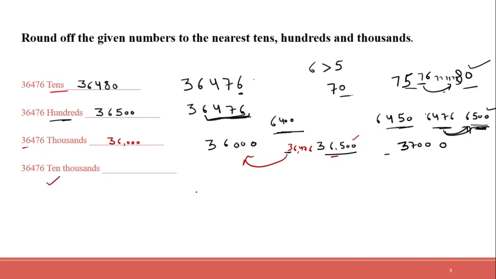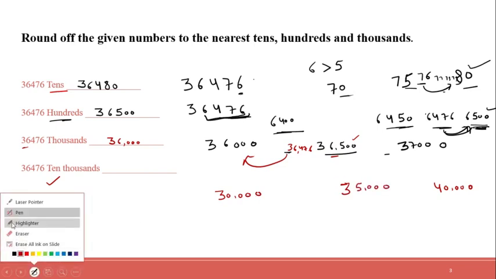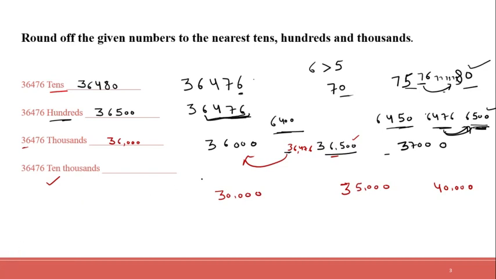Now I want you guys to attempt this question yourself first. Pause the video and try to attempt it. I hope you get the right answer. Now let me do it for you. Here we have to round it off to the nearest 10,000. That means somewhere here it must be written 30,000 and here 40,000, right? And in the middle there must be a 35,000, right? So this 36,476 will lie either here or here. I want you guys to tell me where it will lie.